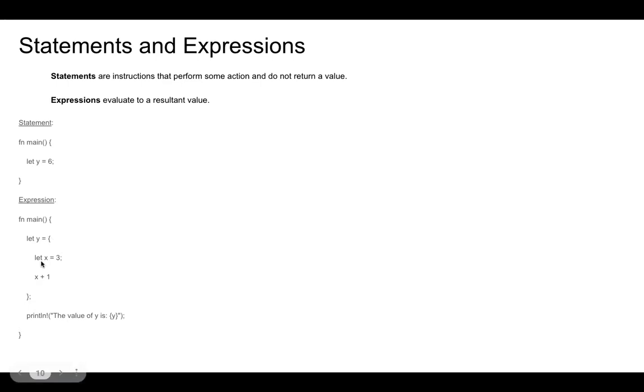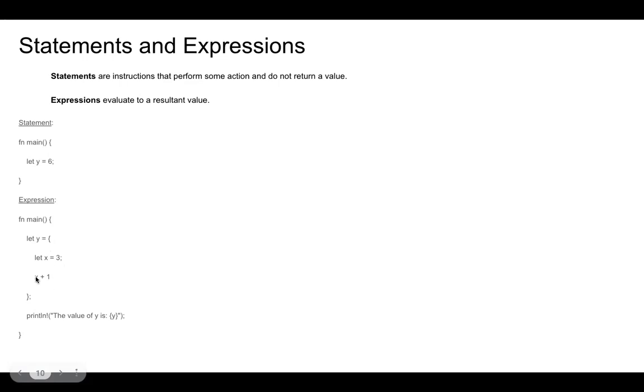But look here, this is a little different from other programming languages. See this, when you say let y equal to and then these curly braces, this becomes an expression. So what you're doing is, first you're defining another statement, and then you're performing some operation on it, and this value will be returned. So after this, y will have a value of 5. See, you have defined x as 3, then x plus 1. So y will have a value of 5.